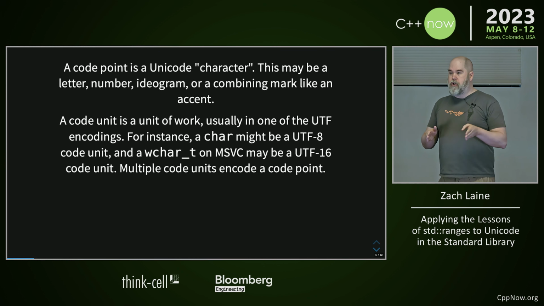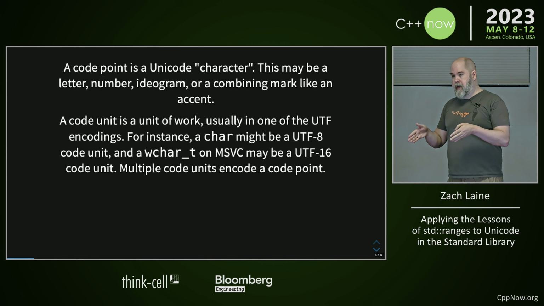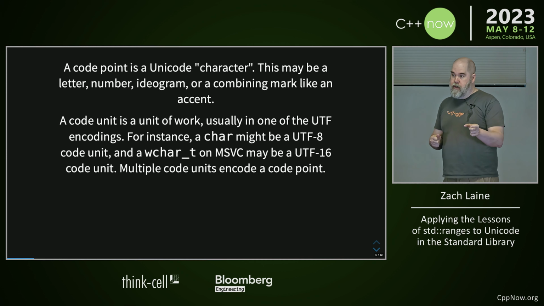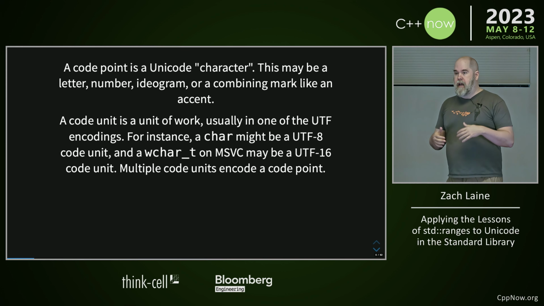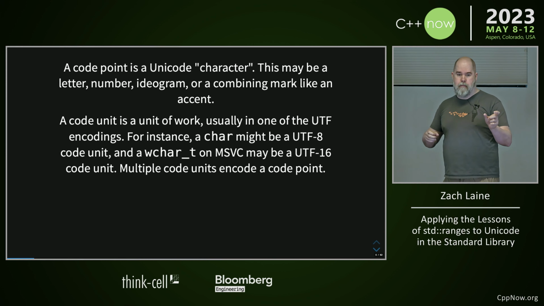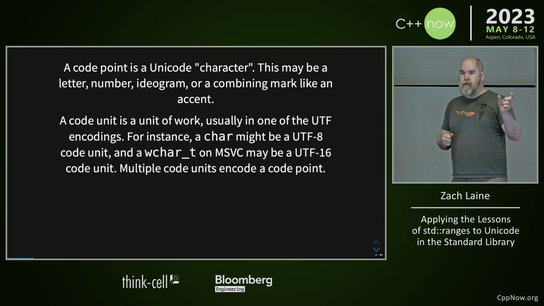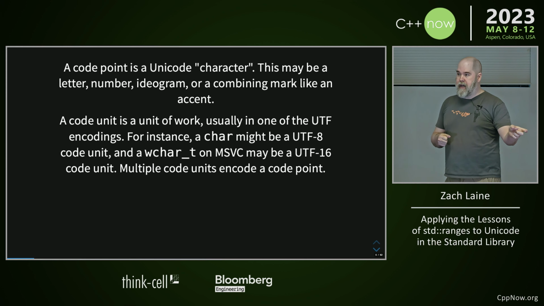A code unit is a unit of work for your machine, okay? Your program deals with code units. A code unit could be UTF-32, which means it's basically a code point, or it could be UTF-8 or UTF-16, okay? And I think everybody kind of gets what those terms are. I'm not gonna go over those. The point is that you can encode a code point as 1 to 4 bytes, that's UTF-8, or 1 to 2 double byte values, which is UTF-16.